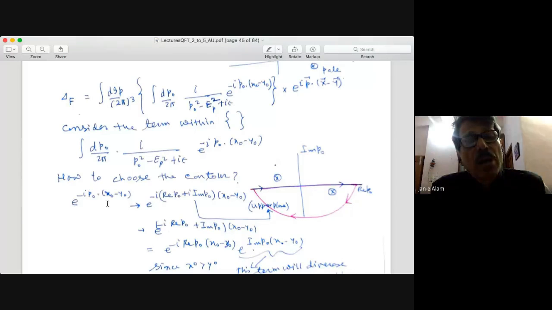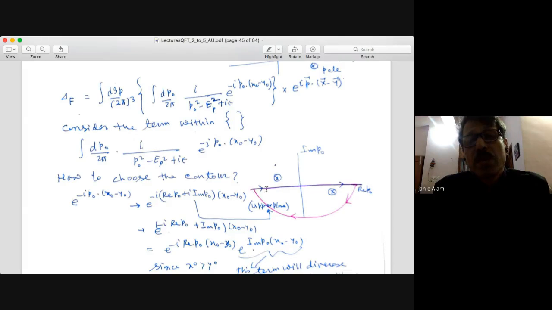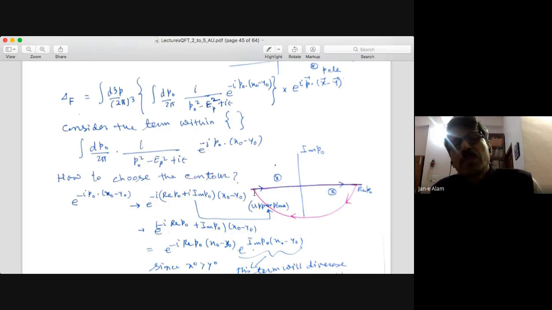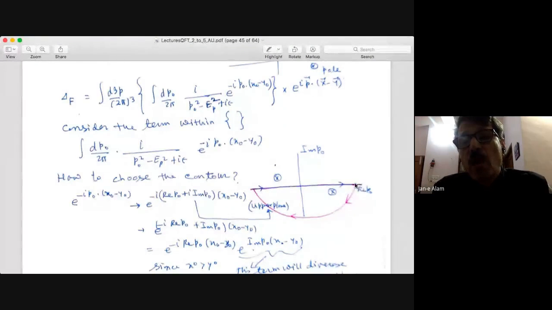I am treating this as a complex quantity, though it is real, because the integration which I am doing is along the real axis, P0 from minus infinity to plus infinity. So the integration I am doing is along the real axis. But since I am using the contour integration method, I have to get a closed contour. Now, by taking this real axis, how do I get a closed contour? That is what I am discussing here.